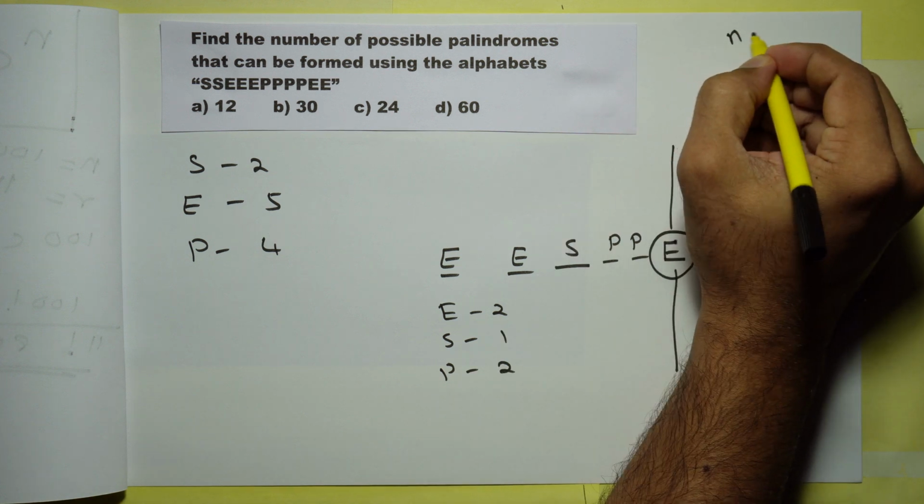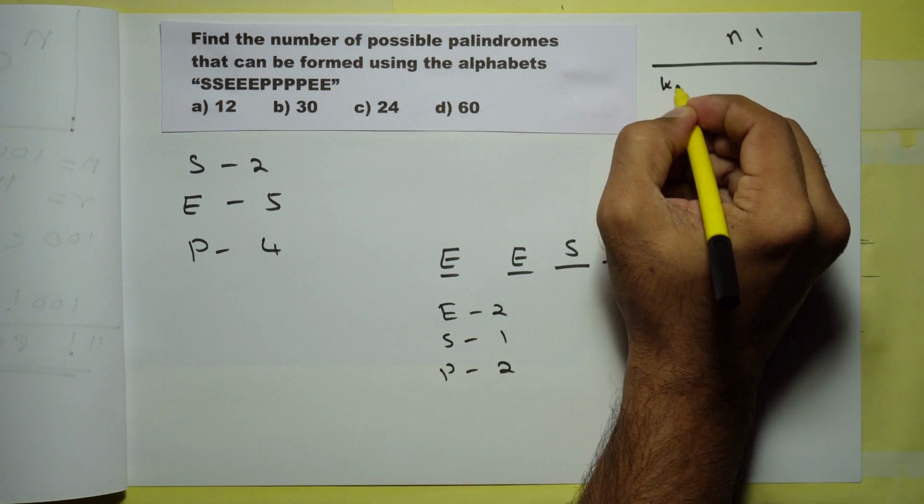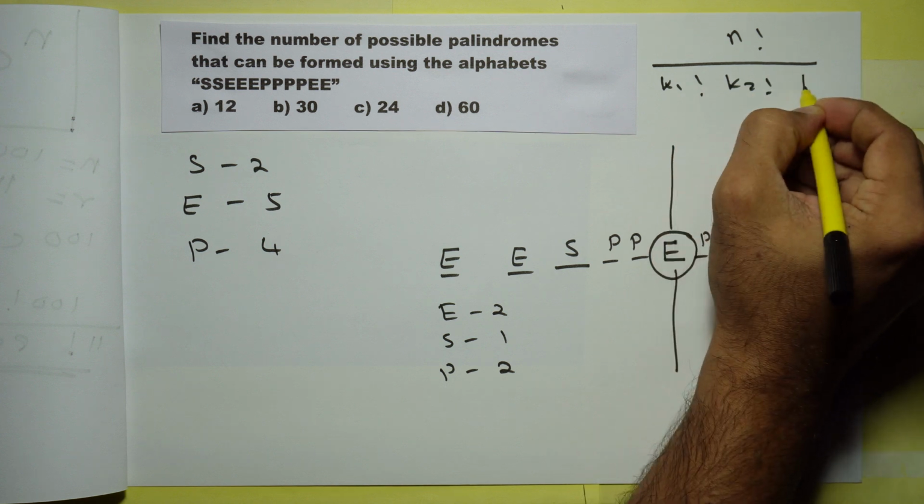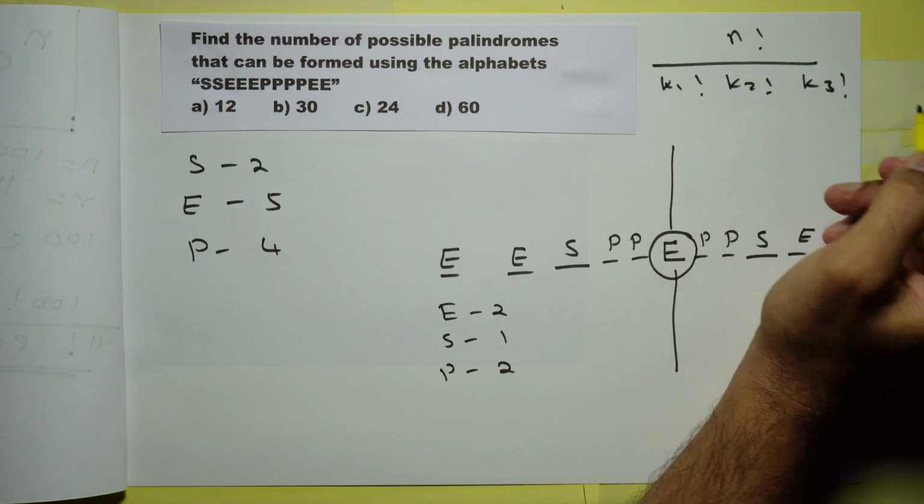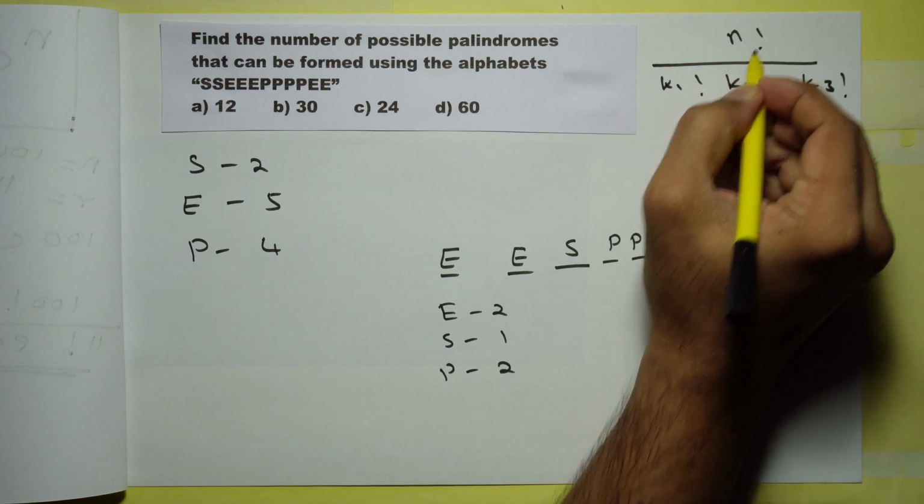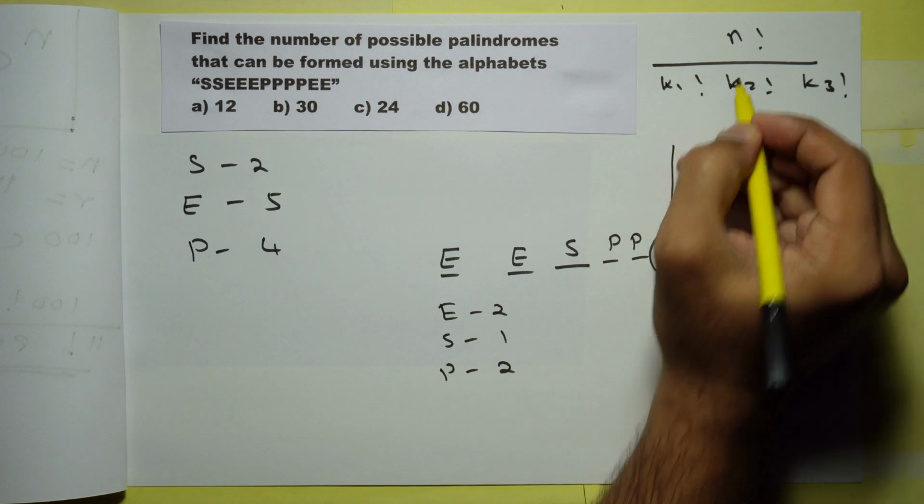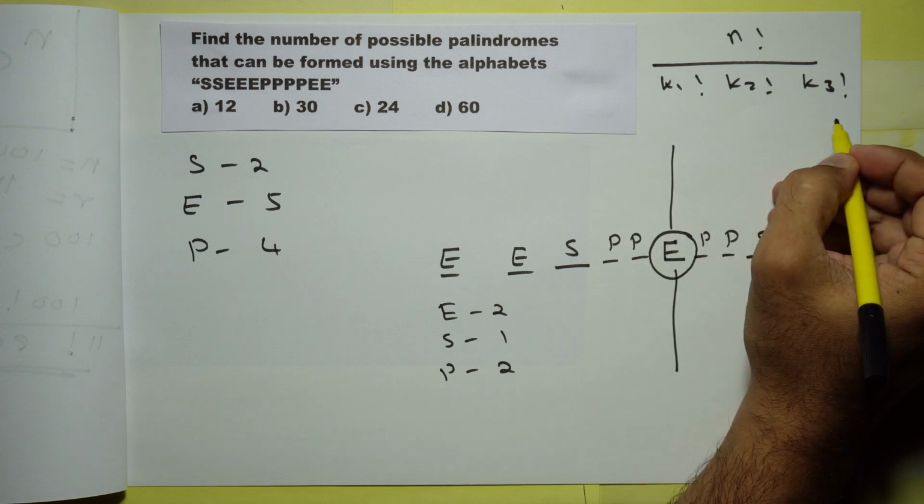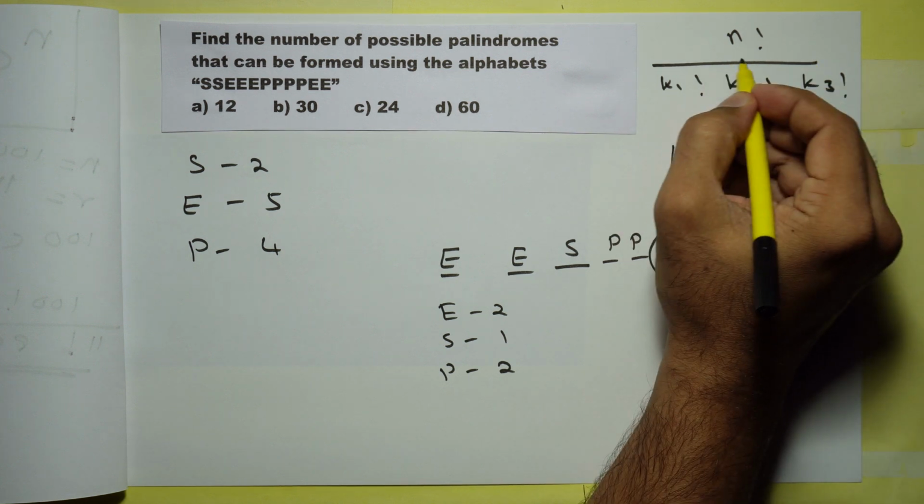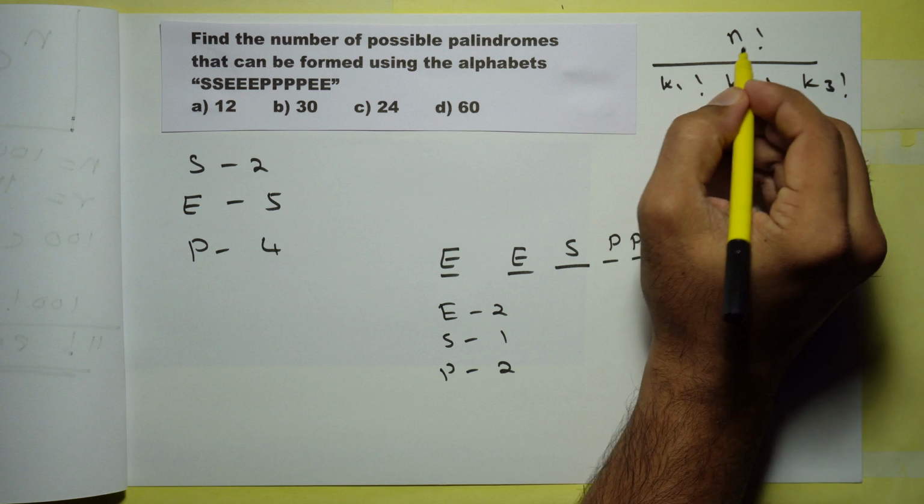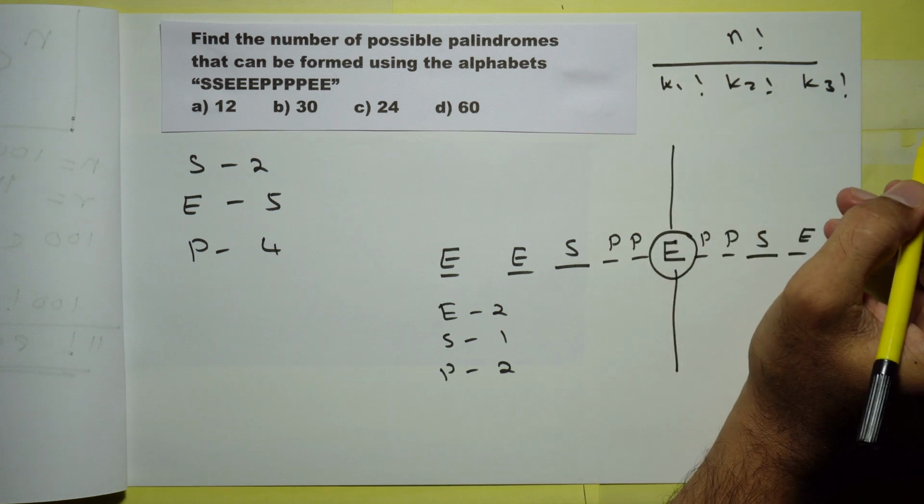So you can use the formula n factorial by k1 factorial into k2 factorial into k3 factorial. That is, n objects are there, k1 of them are same, k2 of them are same, k3 of them are same. All the n are taken out and arranged in order. How many arrangements are there? Directly substitute into this formula. This formula gives you the total number of arrangements.